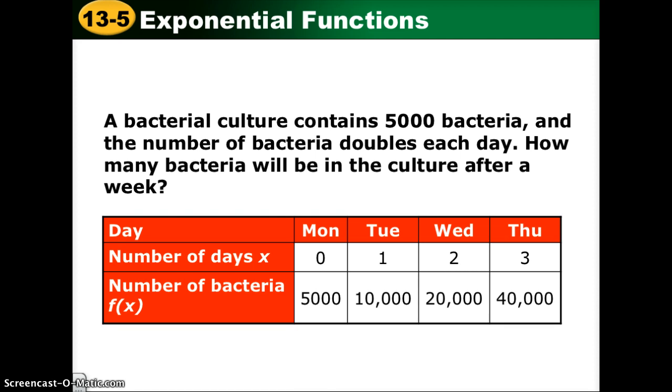So on 0, 1, 2, 3, those are the number of the days of the week. So 0, we call that the first day, but we put 0 because nothing has doubled yet. So on day 1, it doubles. On day 2, it doubles again. And day 3, it doubles again. So we're not just doubling the starting amount, we're doubling the amount from the previous day.